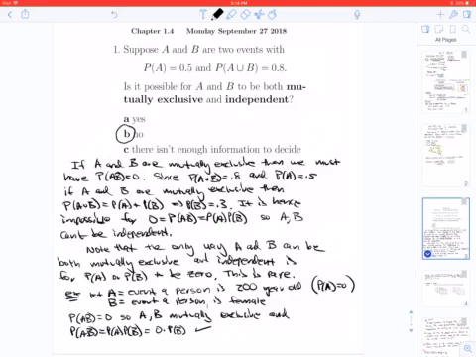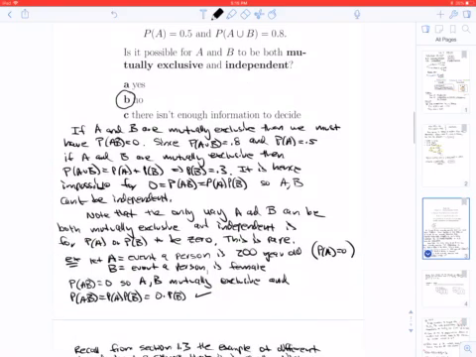If A and B are mutually exclusive, that means they're disjoint. In other words, the probability of AB is 0, and if you have independence, the probability of AB, which is 0, is equal to the probability of A times the probability of B, which implies that either A or B has to have probability 0, which is not the case here. So it's not possible to have both mutually exclusive and independent sets in this case.